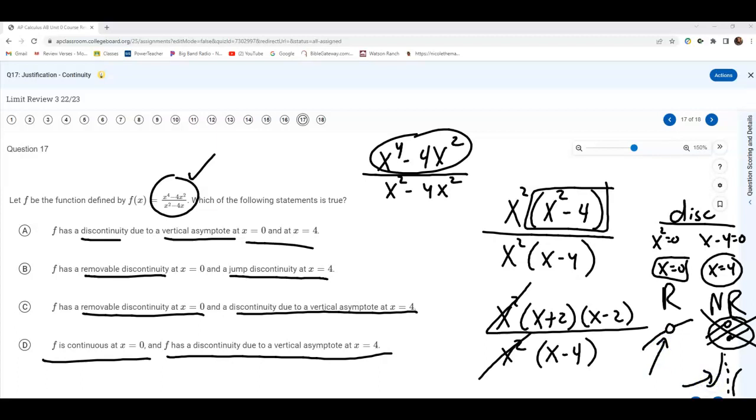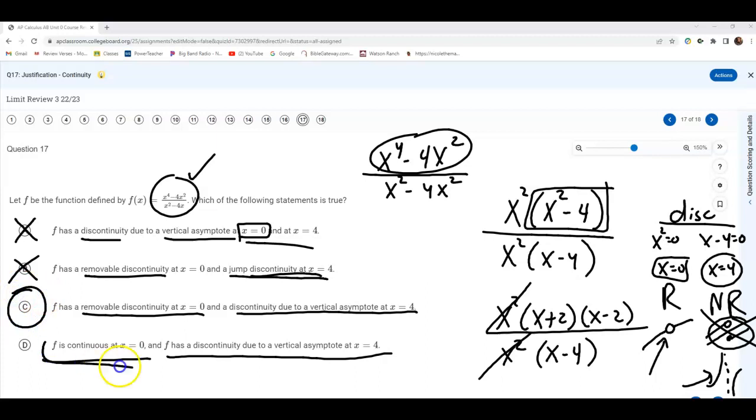So now let's revisit our options here. Option A, f has a discontinuity due to a vertical asymptote at 0 and 4. Well, this isn't true because at 0 we don't have a vertical asymptote, we have a hole, so that one's false. Part B, f has a removable discontinuity at 0, that's true, and a jump discontinuity at 4. That's not true. Only absolute value functions and piecewise functions have jump discontinuities, so that's no good. Part C, f has a removable discontinuity at 0, that's true, and a discontinuity due to a vertical asymptote at 4. And there's our winner.